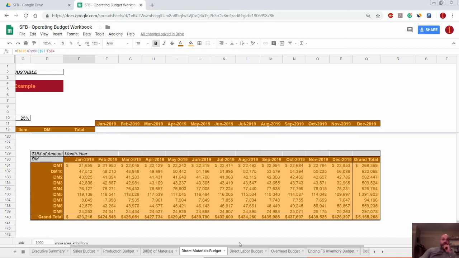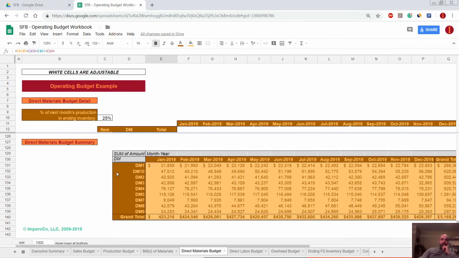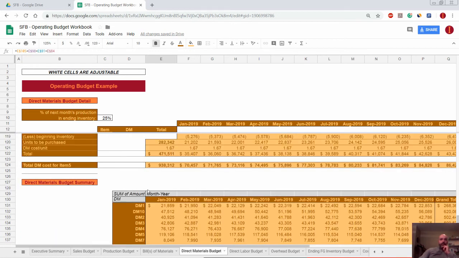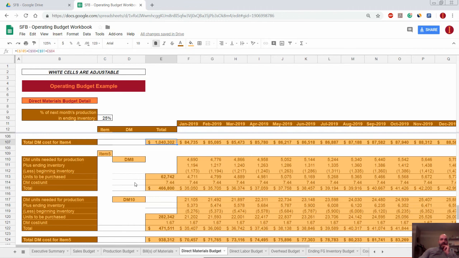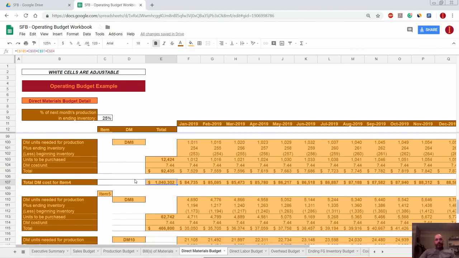In any event, it does accomplish ultimately what we want it to do, and we have grand total expected spends for each direct material item for each month, and for the year. So that covers the direct materials budget.